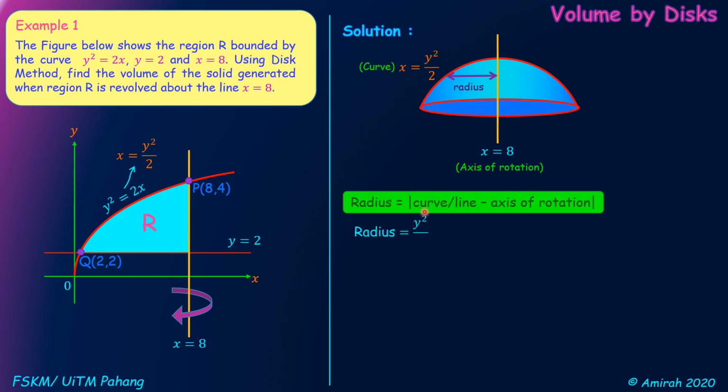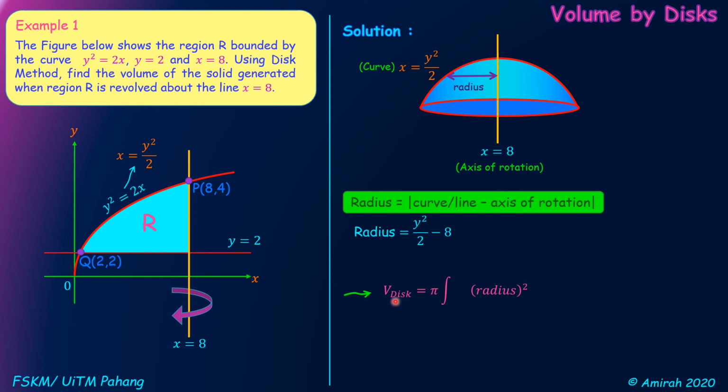Okay, so from here, we have radius equals to curve or line after we write x as a subject. So we get y squared over 2, and then minus axis of rotation equals to 8. Notice that we have x here and x here, so that's why we can subtract between y squared over 2 and 8 here. Alright, and after that, we can set up volume by this formula.